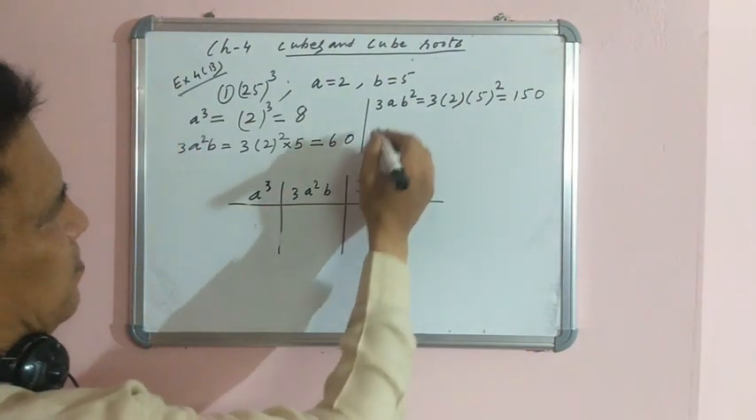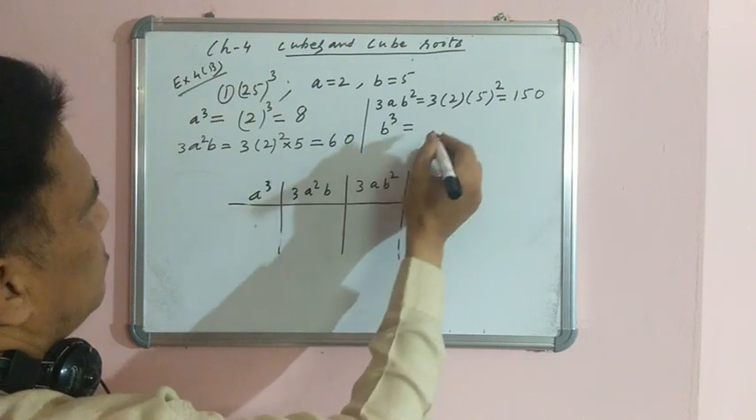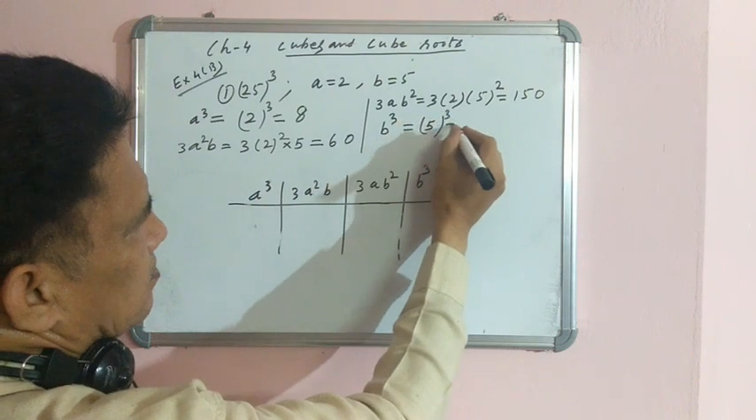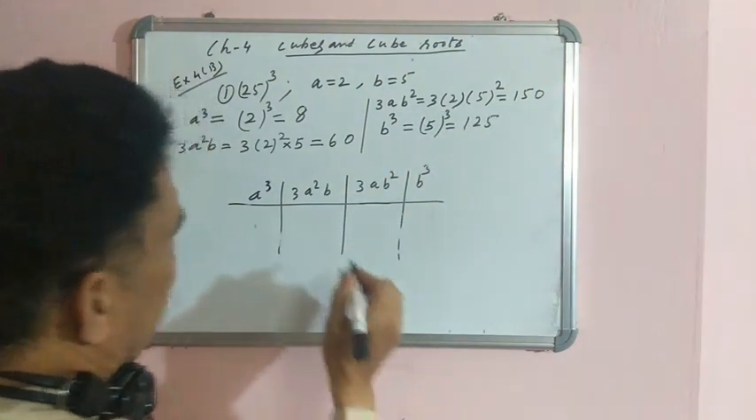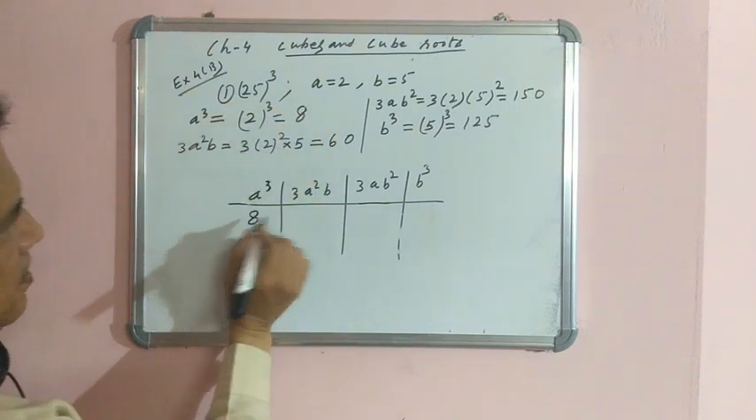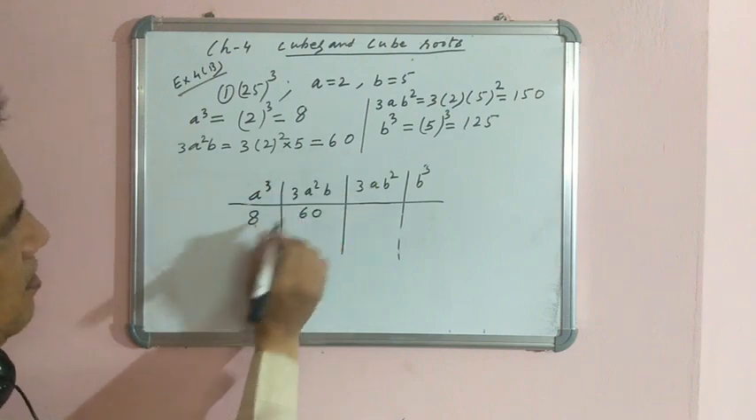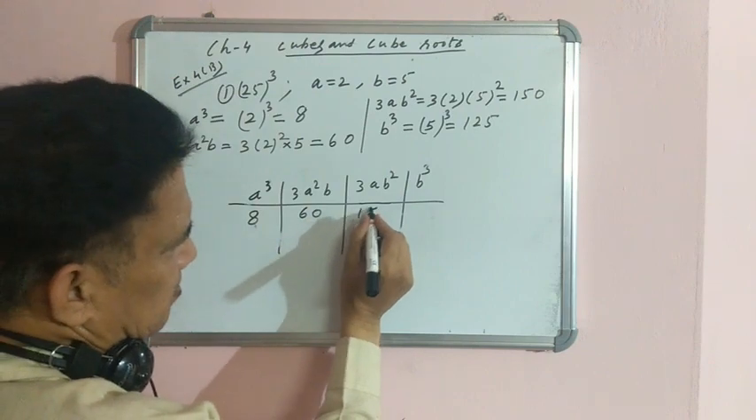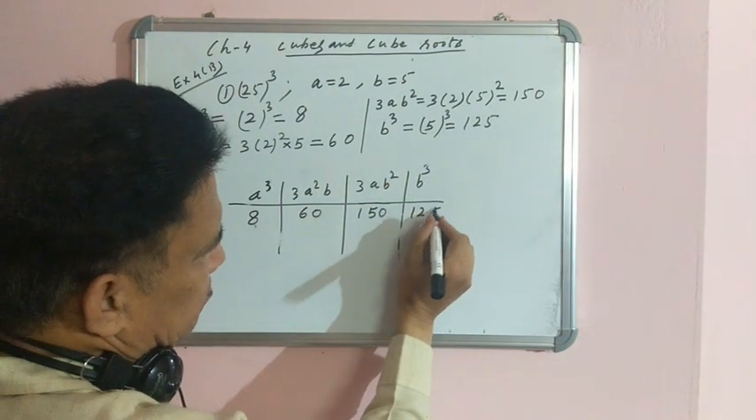Now one left, b cube. B cube, that is 5 cube. 5 cube is there. We are getting 125. Now we will write all the values here. A cube, that is 8. 3a square b, that is 60. 3ab square, that is 150. B cube, that is 125.